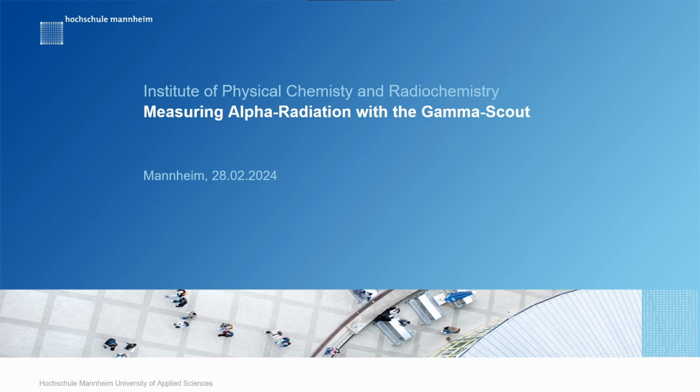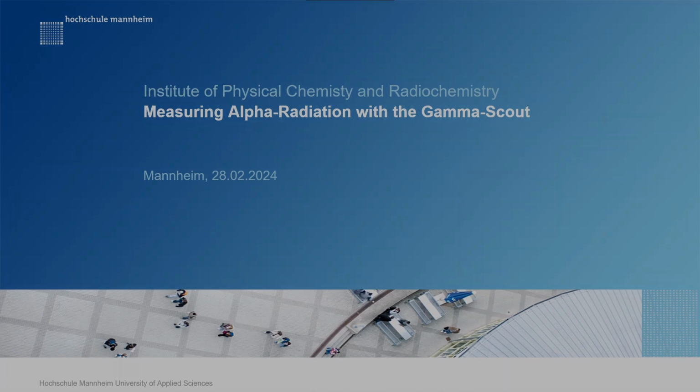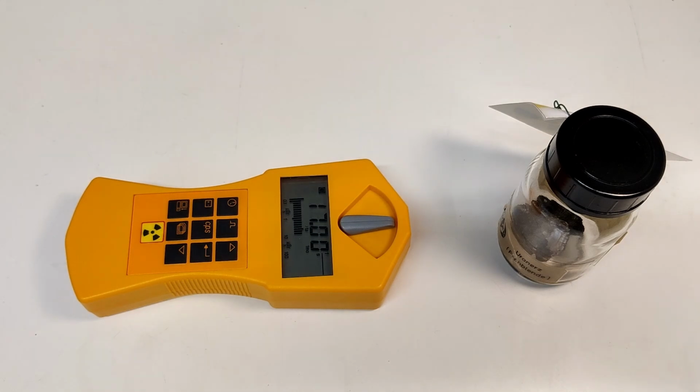After having gained insight into how the Gamma Scout's GM tube works and how we can use it for counting measurements, let us have a look into measuring the typical types of radiation with the Gamma Scout. In this video, we'll show you the measurement of alpha particles. Alpha radiation can originate from different sources.